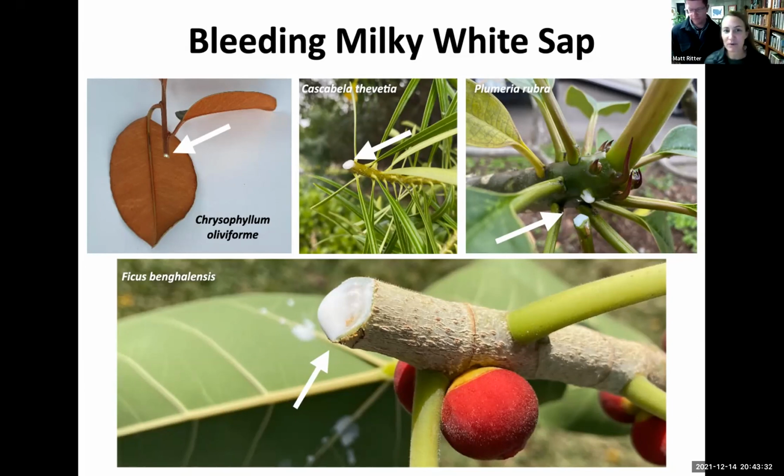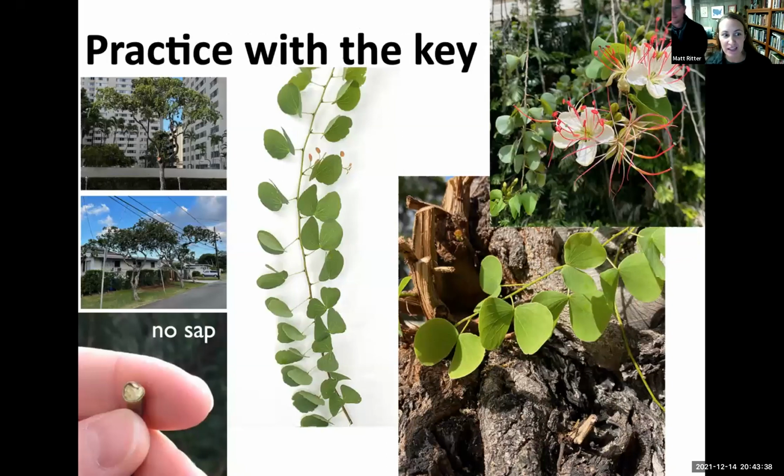Okay, so what we were hoping to do at this point is actually practice using this key. And so this is the key, the tree that we're going to attempt to key together. And I'm going to pop out of the presentation and jump into a web browser. This is a tree that is common on the streets of downtown Honolulu. So if you're on Oahu, it'll be familiar to you. And hopefully it's not familiar to you and you can then identify it right now.